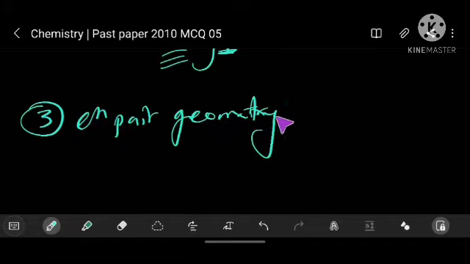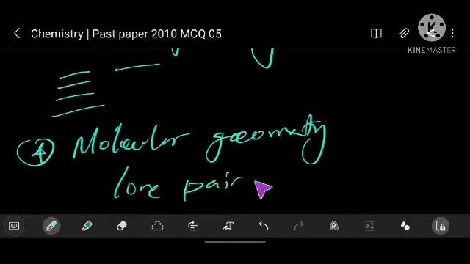We have names like linear, trigonal planar, tetrahedral, trigonal bipyramidal, and octahedral. So these are the names of the electron pair geometry. The last part is we have to see how many lone pairs there are, so we have to count that. With that we can establish the molecular geometry.